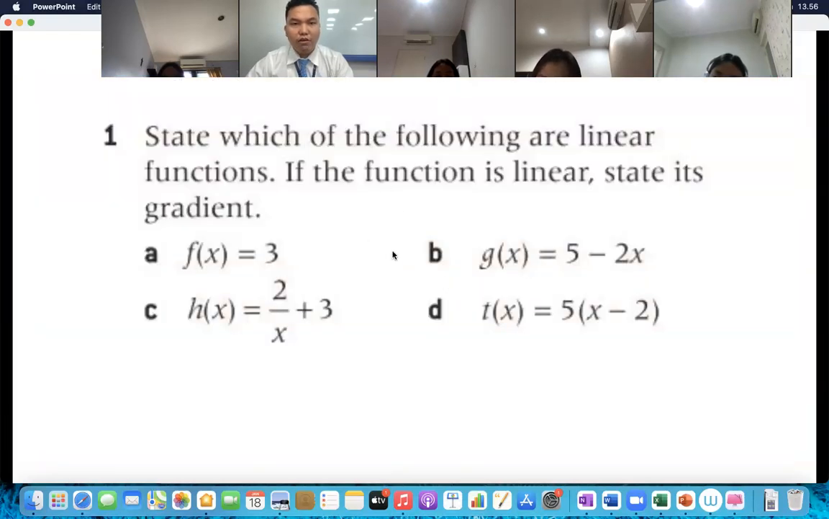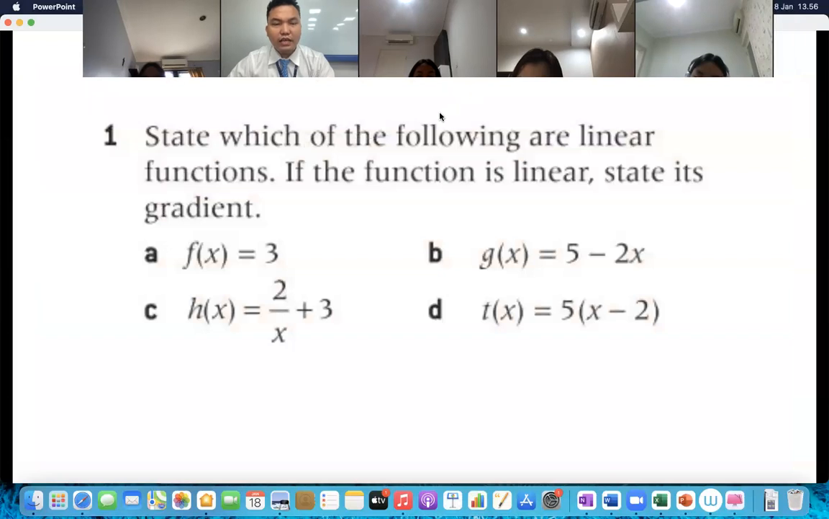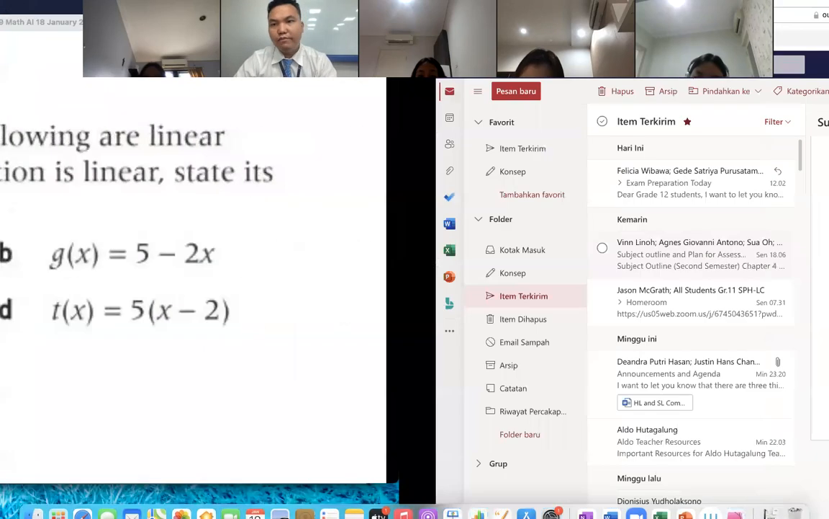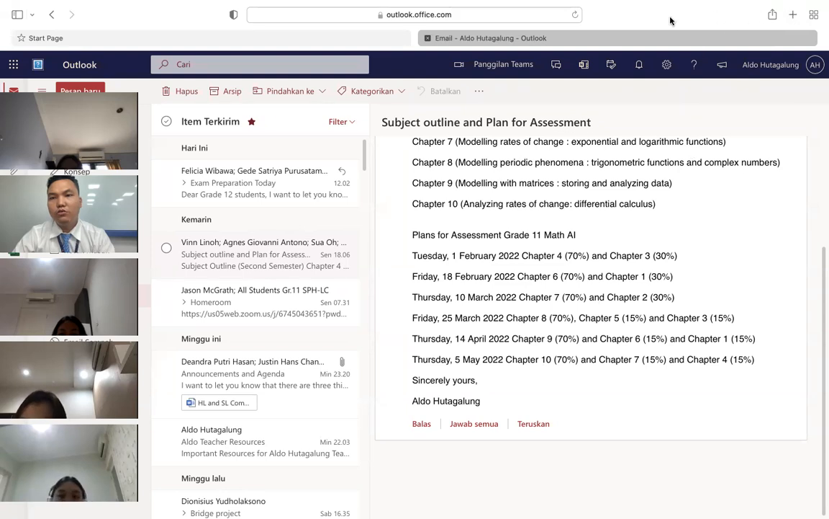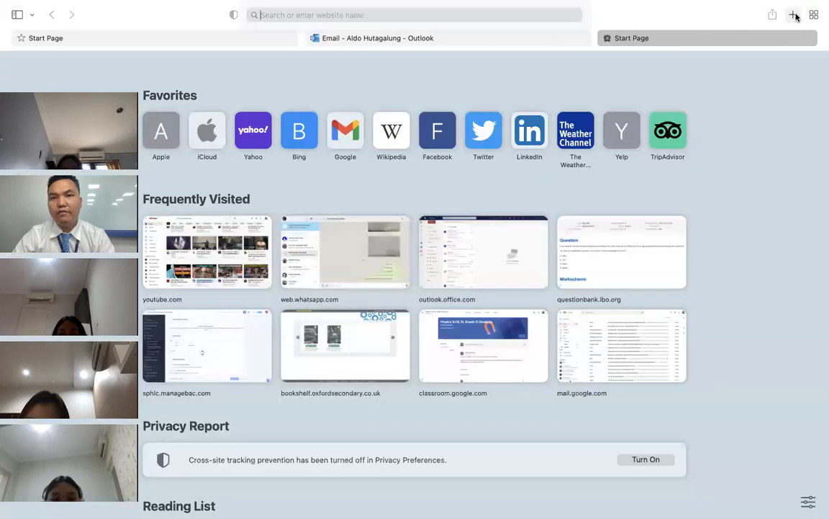Okay, now I want you to start observing your textbook, in exercise 4D, which is on page... I want you to open to exercise 4D now.